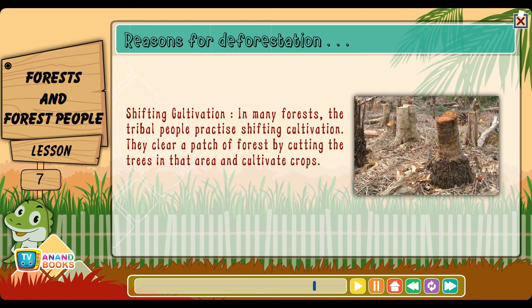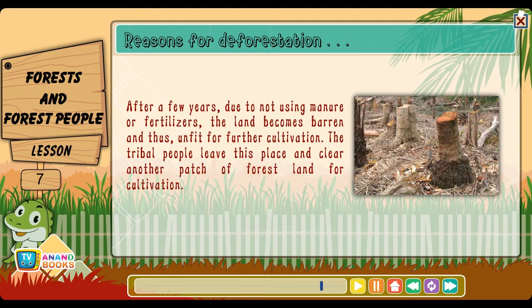Shifting cultivation. In many forests, the tribal people practice shifting cultivation. They clear a patch of forest by cutting the trees in that area and cultivate crops. After a few years, due to not using manure or fertilizers, the land becomes barren and thus unfit for further cultivation. The tribal people leave this place and clear another patch of forest land for cultivation.